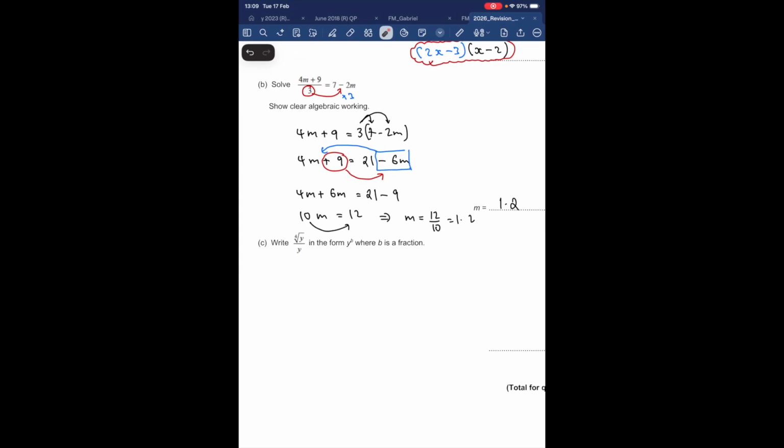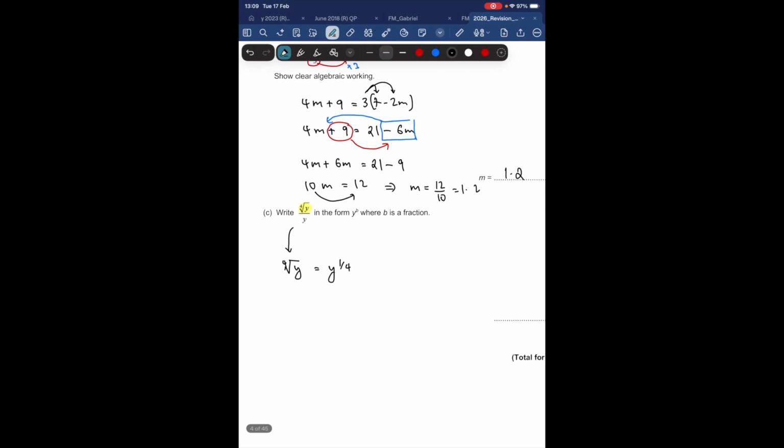Part C, it looks complicated, but they want it also in this form, y to the power of b. Now, the way that you go about doing this question is understanding what this actually means, the fourth root of y. You need to remember that we can write the fourth root of y as a fractional power. We can write it as y to the power of a quarter. That's really what this question is asking you to understand, that if we've got a fourth root, we can write it as a fractional power.